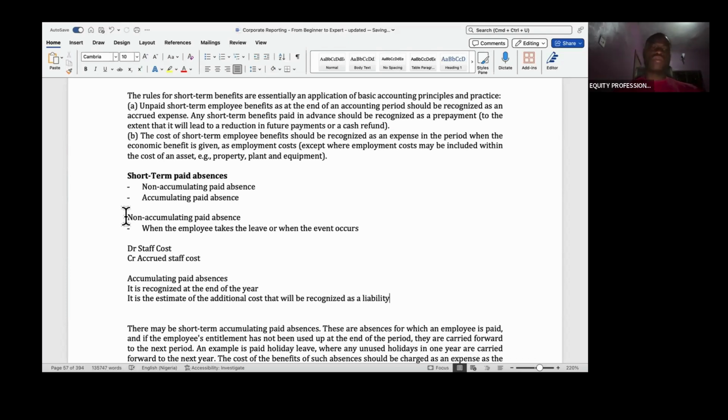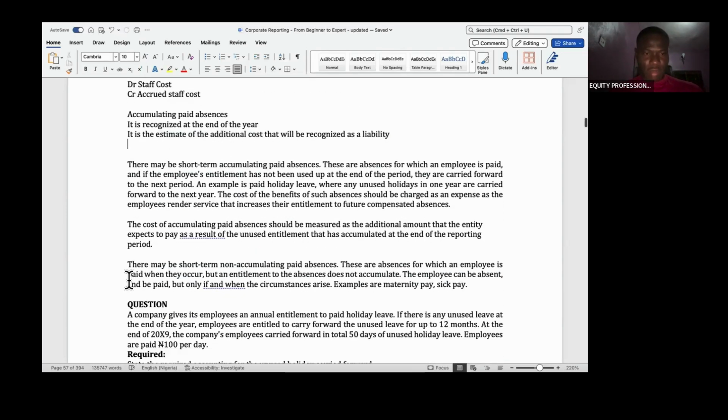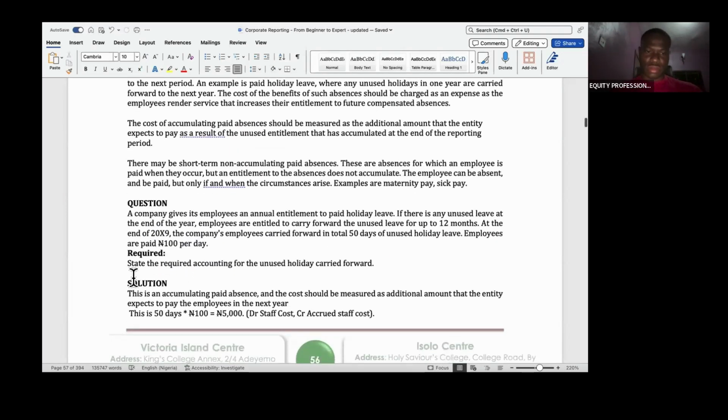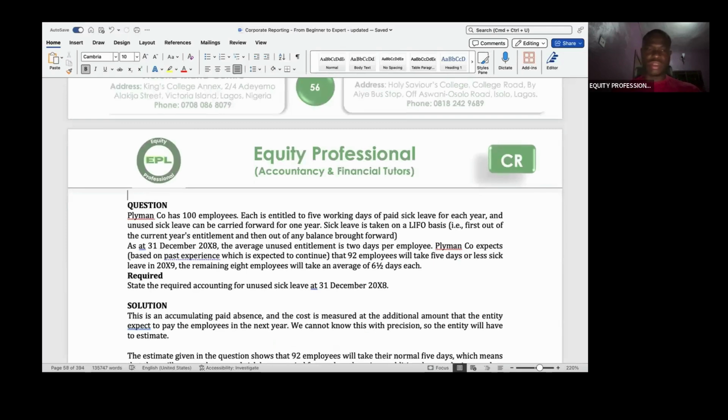So you see, non-accumulating, very straightforward. It's just when the event occurs, when the employee takes the leave, we debit staff costs, credit accrued staff costs. But you see this one, since they can carry it forward, that means if they don't take it this year, what we recognize in our books is the estimate of the additional cost that will be recognized as the liability. Now, let me show you a question that will make us think a little bit.